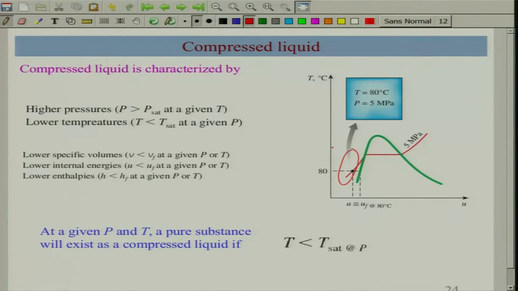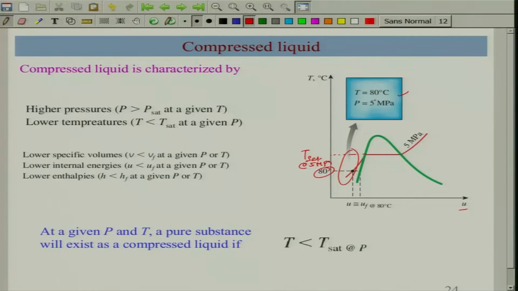Compressed liquid is on the left hand side of the diagram. This is an example of T and internal energy, it could be volume also. Note very carefully that these are the conditions where the temperature, let us say, is here. This temperature is less than the corresponding temperature at which this isobar is being sketched. So this would be your T sat at 5 megapascal. This is the isobar for which your saturation temperature is something T here. This T is certainly more than, let us say, 80 degrees Celsius, which is the point of interest for us in this case.